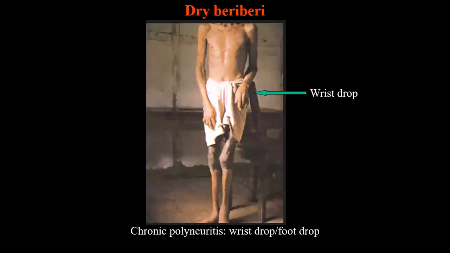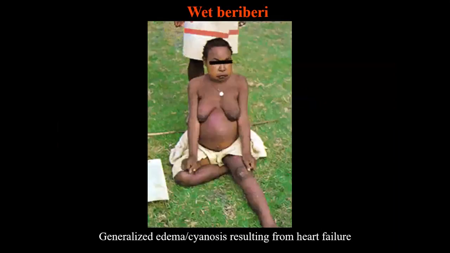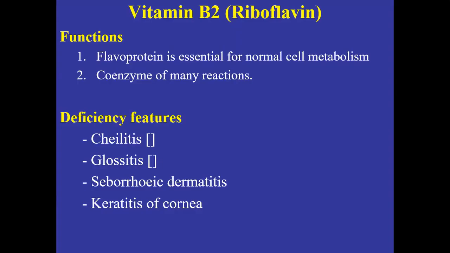هذا هو الدراي بريبري، يصير عندهم wrist drop, chronic polyneuritis يسوي wrist drop and foot drop. This is the wet periphery، يصير عندهم heart failure and edema and cyanosis.